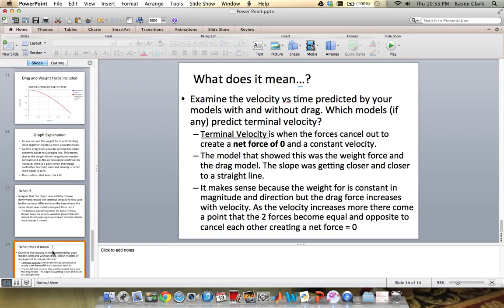And question number 2, what does it mean? The graph with the weight force only showed a much more rapid decline, but the graph of the weight force and the drag force together began to reach terminal velocity, which means the slope of the velocity over time graph would be close to a straight line as time progressed. This makes sense because the two forces become equal and opposite to each other, canceling each other out. Thank you.